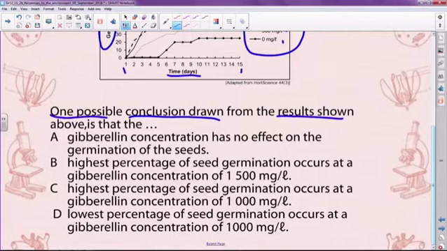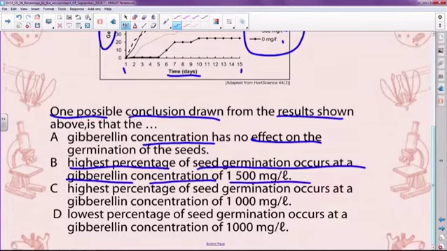Now we need to know, if you look at that, what conclusion can you come up with? You just have to choose A, B, C, or D. So let's have a look. A: Gibberellin concentration has no effect on the germination of seeds. Next one: The highest percentage of seed germination occurs at gibberellin's concentration of 1,500 milligrams per liter. The highest percentage of seed germination occurs at gibberellin's concentration of 1,000 milligrams per liter.